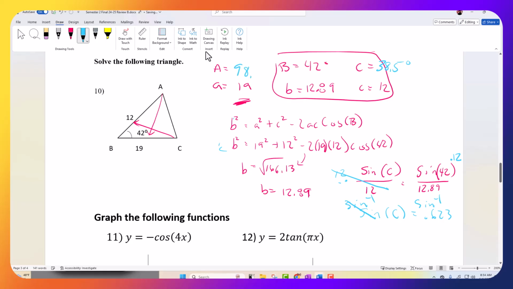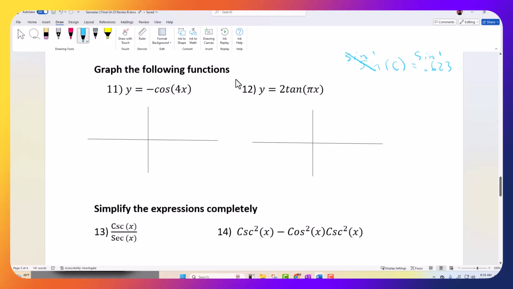So 98.5 degrees. And there's my final answer. Okay, we've got just a couple more trig problems. We've got to do some graphing.